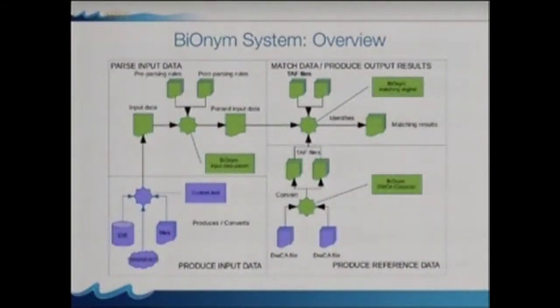So input data are basically transformed into the input data format for BiOnym. Pre-parsing and post-parsing rules are applied at this stage. In between, the data can be parsed. That is, a raw text can be split into taxonomic atoms according to one of the parsers. This parsed data is then sent to the BiOnym matching engine.